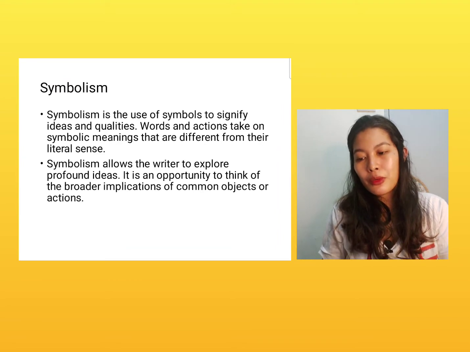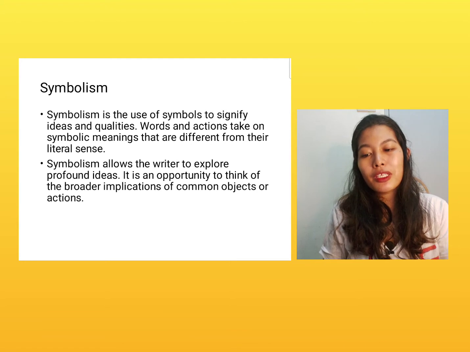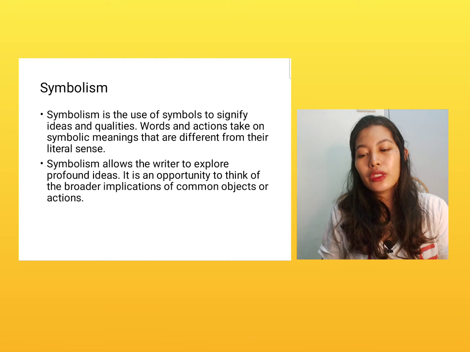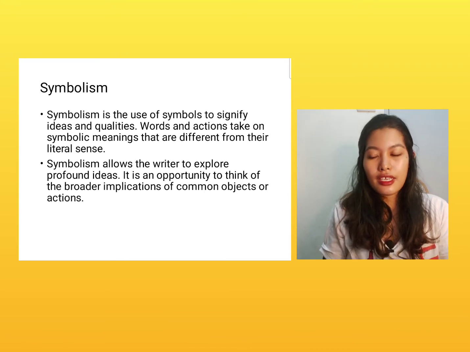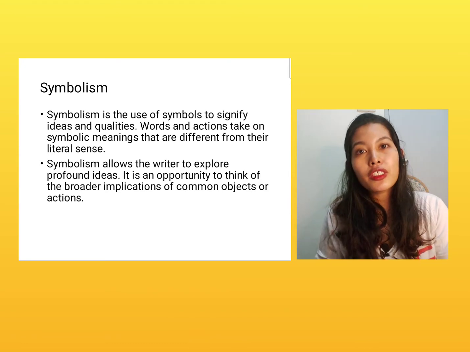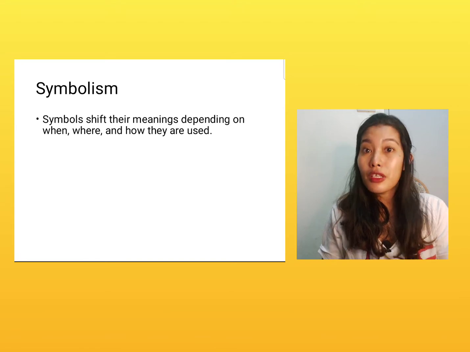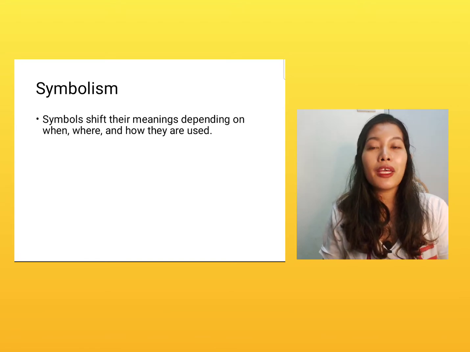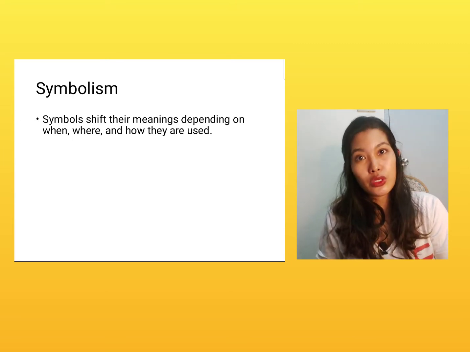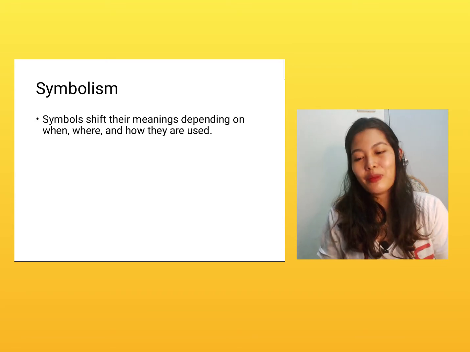Symbolism is the use of symbols to signify ideas and qualities. Words and actions take on symbolic meanings that are different from their literal sense. So it allows the writer to explore profound ideas. It is an opportunity to think of the broader implications of common objects or actions. Symbolisms differ in meaning depending on the context, where it is used, when it is used, and how it is used. Let's take a look at some of the common examples of symbolisms.